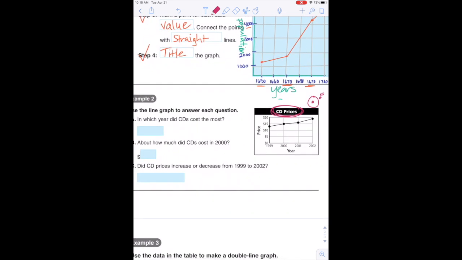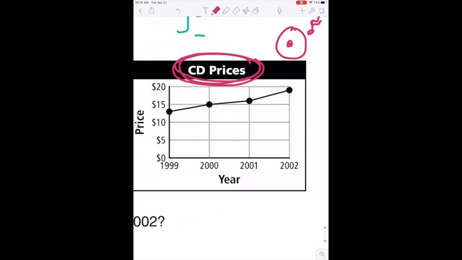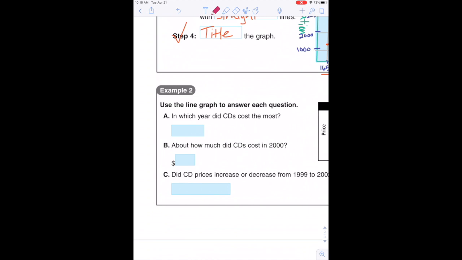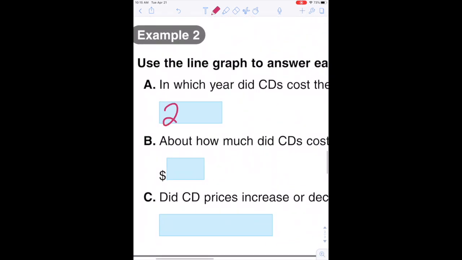So we're going to find out what year did they cost the most. So if you look at the price of a CD, there they were less than $15. Here, year 2000, they're about $15. 2001, a little more. So the year that they cost the most then was 2002.